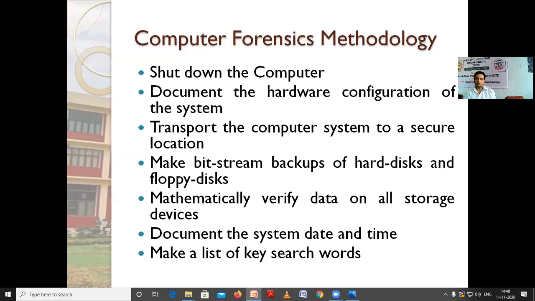Thereafter, document the hardware configuration of the system, transport the computer system to a secure location, make a bitstream backup of the hard disk and the floppy disk, mathematically verify data on all the storage devices, document the system date and time, and make a list of key search words. In the meantime, the chain of custody is maintained. What is the configuration, who is responsible for it, and how has progress been made on the existing hardware and software? Whether some changes have occurred during the investigation is a big fault that happens most of the time.